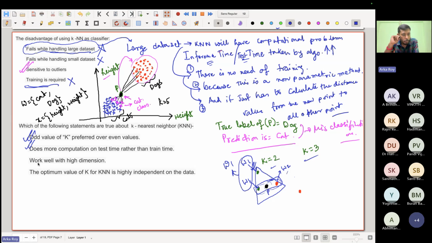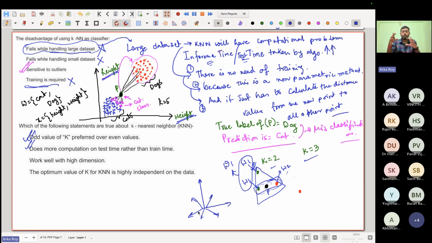Then, does it work well with high dimension? It is not the case. What do we mean by higher dimension? Over here, we have considered height and weight as the features. Instead of taking two features from cat and dog, we can take, let's say, thousands of features. If I take thousands of features, my dimension would be 1000-dimensional. Instead of a 2-dimensional space as in this particular case, if we take 100 such features, we will be in a 100-dimensional space.